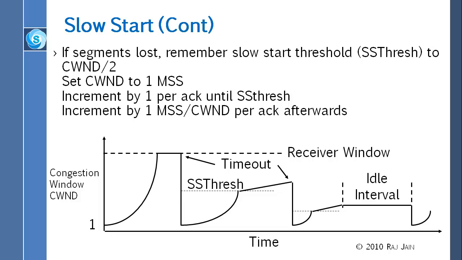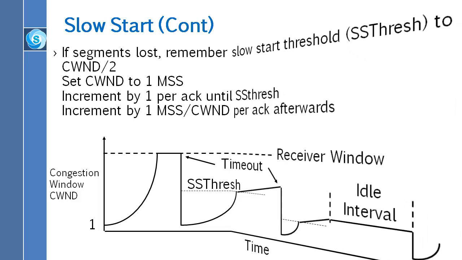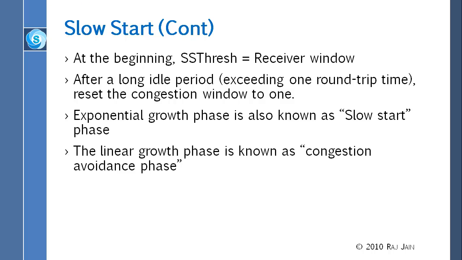So this is linear. Here on every acknowledgement you go up by 1, that means every round trip you go up by the amount of the window. Whereas here every round trip you go up by 1, and so this is linear. However, the names are somehow misnamed. The exponential growth phase is called slow start, and the linear growth phase is called the congestion avoidance phase, which is actually a better name.